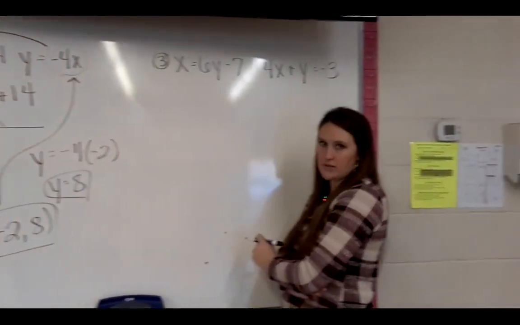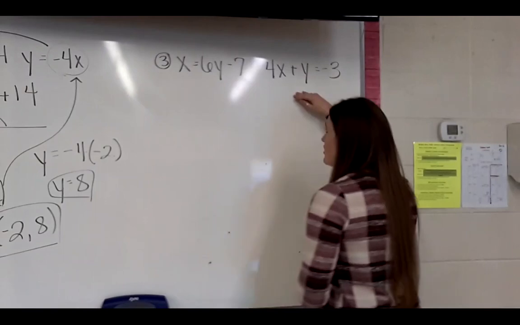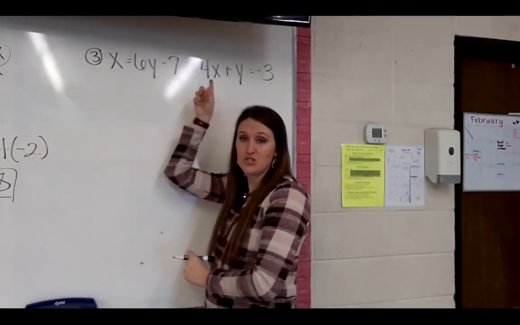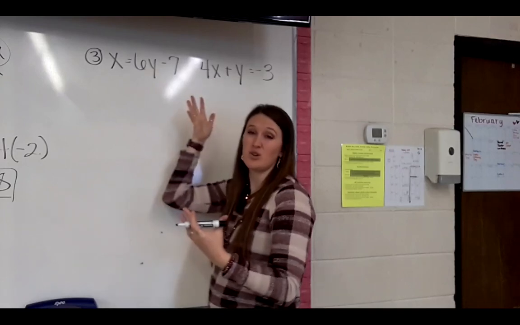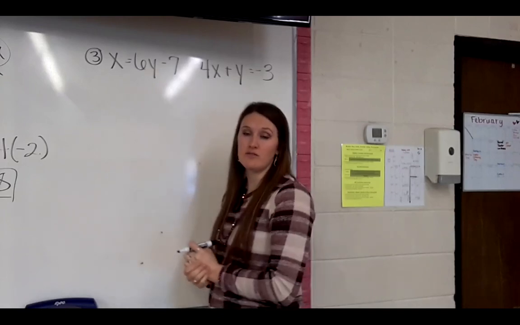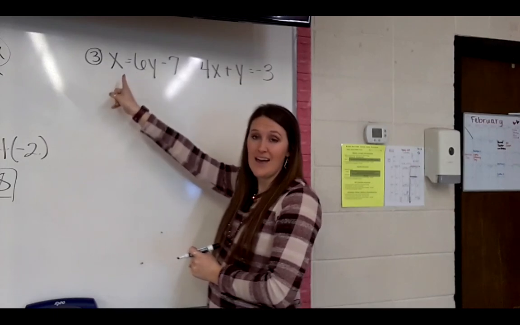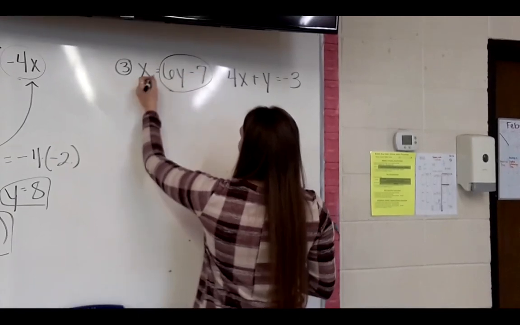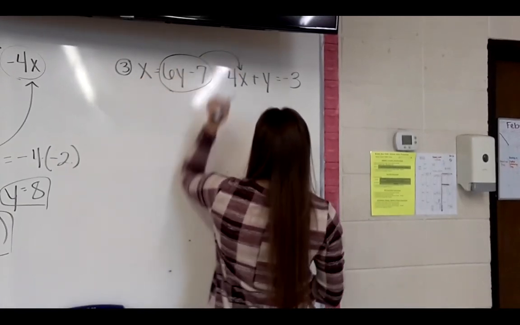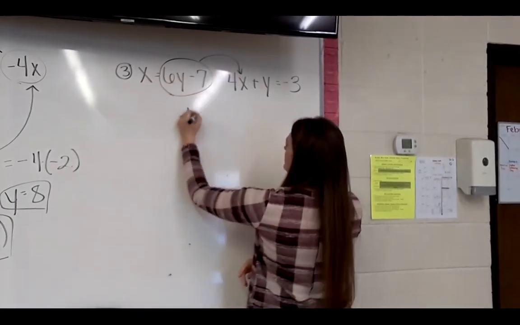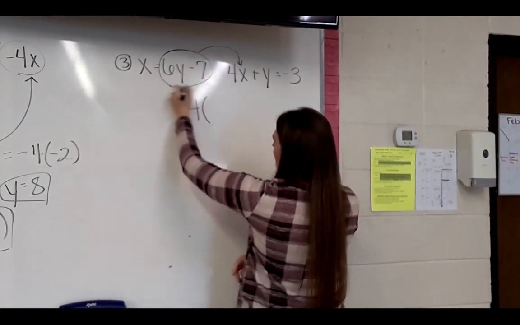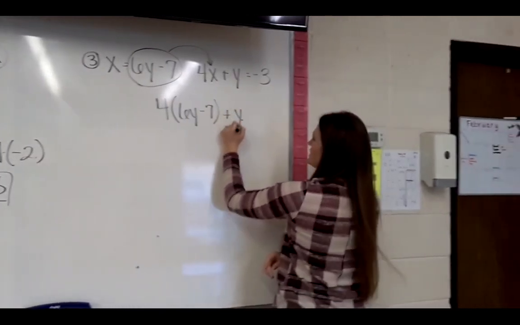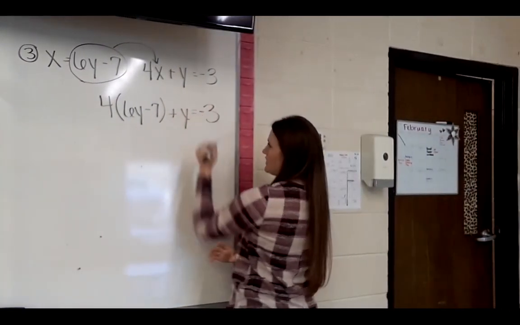On number 3, if you notice, this one's not solved for x or y. This one is solved for x. A lot of you may rearrange this one to solve for y and plug it in, because that does look probably the simplest. But since this one's already solved for x, I'm going to take what it tells me x equals and plug it all in for x on the other equation. So I have 4 times x, but now instead of x, I have 6y minus 7, plus y equals negative 3.